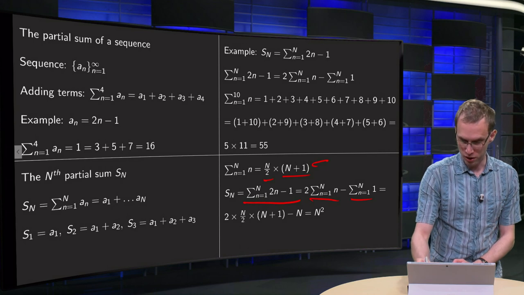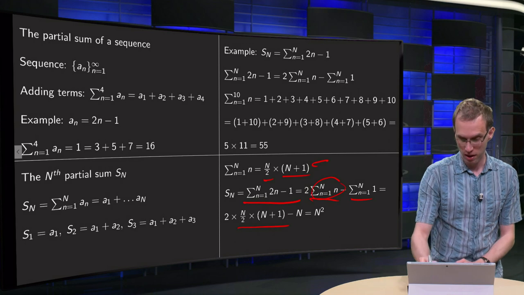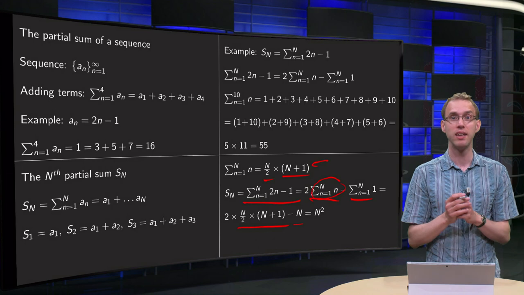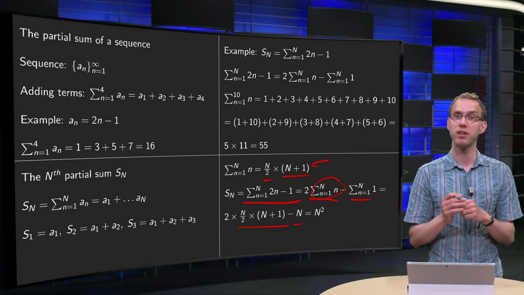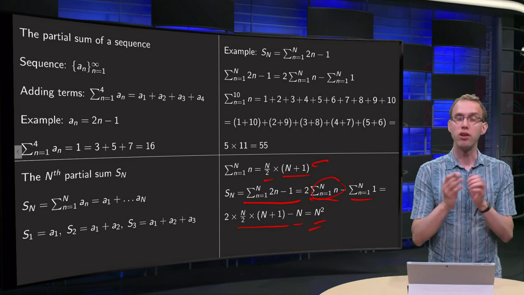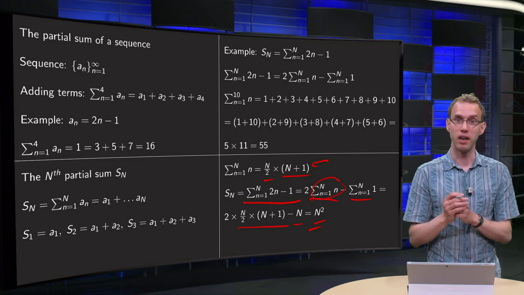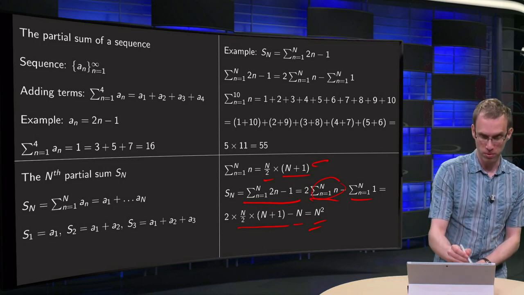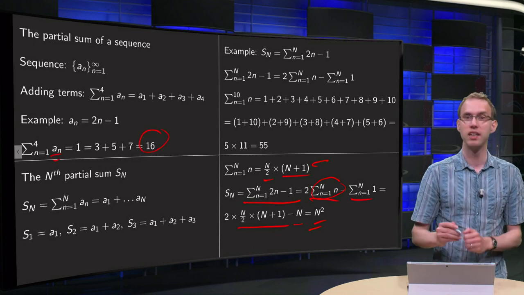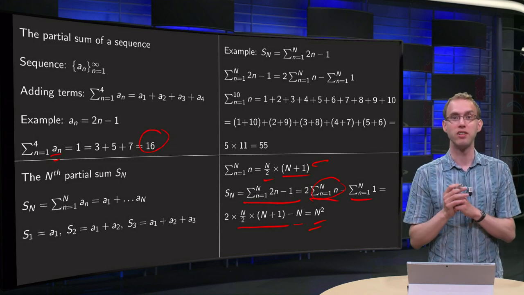So now we have an expression for this sum over here. It equals capital N over 2 times N plus 1, and the other one is just minus N. So what do we get? 2 times N over 2 equals N, so we get N times N plus 1 minus N, which equals N squared plus N minus N, equals N squared. So the sum of the first capital N odd numbers is capital N squared. And look, for example, over here, the sum of the first 4 odd numbers equals indeed 16. So in this case, we are able to compute the nth partial sum.